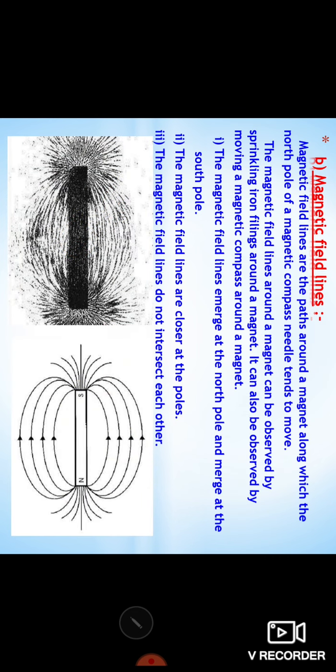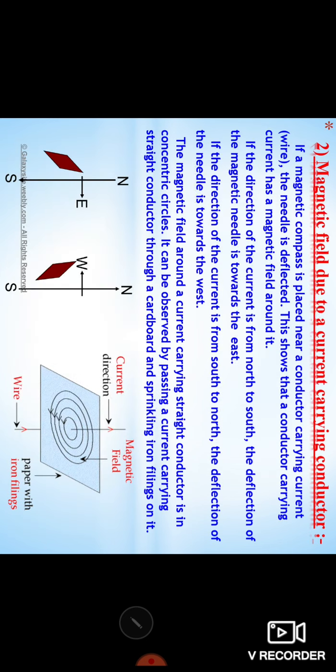And also we have learned the properties of magnetic field lines. That means the magnetic field lines emerge at the north pole and merge at the south pole. The magnetic field lines are closer at the poles and they do not intersect each other.